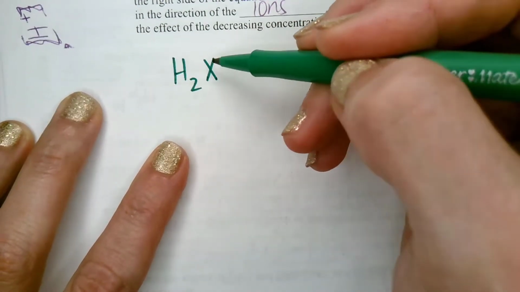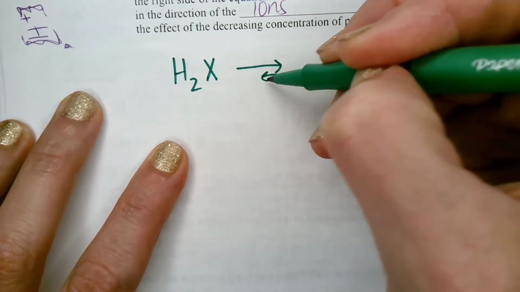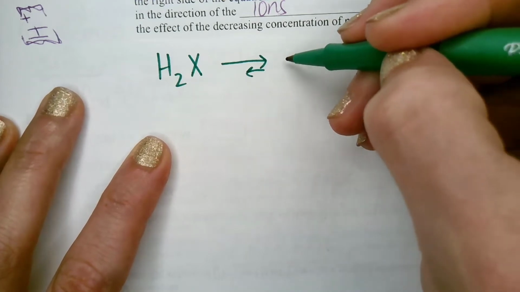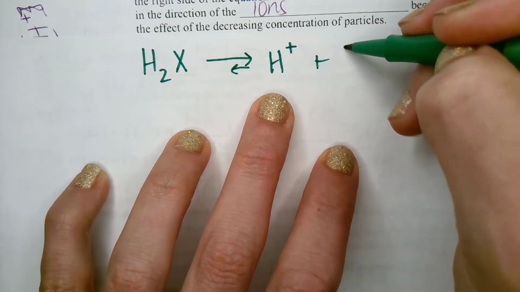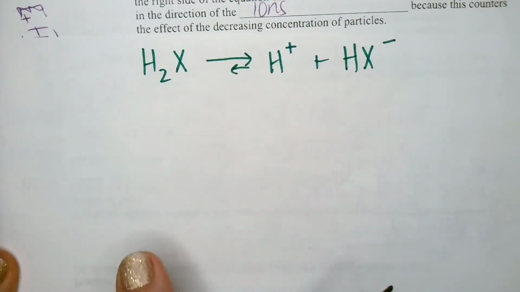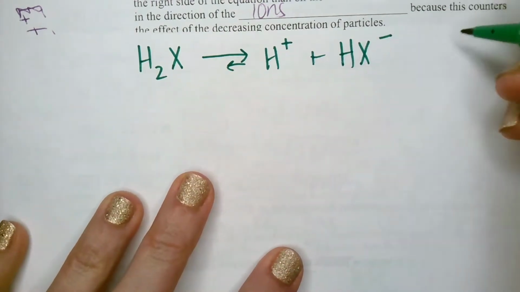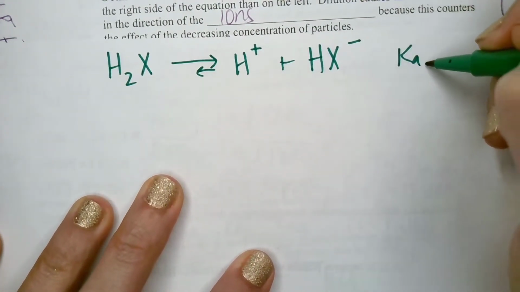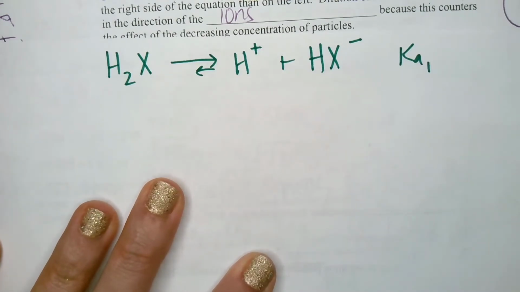Let's say it's carbonate. And we're going to remove one, we'll show this, and we'll have our one proton removed plus HX negative. So this is just showing the removal of the first proton, leaving us with HX negative. And this would have a Ka value of 1. And what we're trying to show is that the removal is easier for this one than the successive.